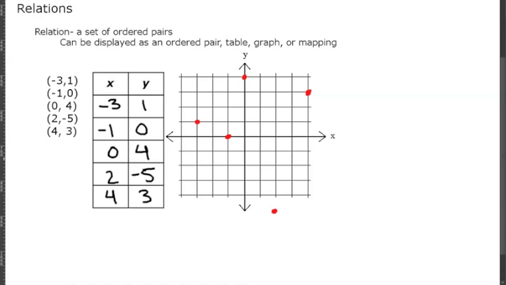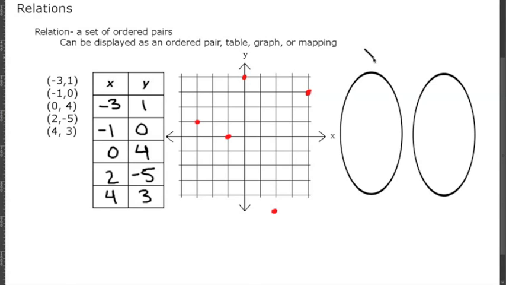Mapping, you would have your x on your left and your y on your right, and you would write all the x values. So we have -3, -1, 0, 2, and 4. Those are all of our x values. Our y values are 0, 1, 3, 4, and -5. So for a mapping, you would just draw a line between the lists that would connect the ordered pairs.